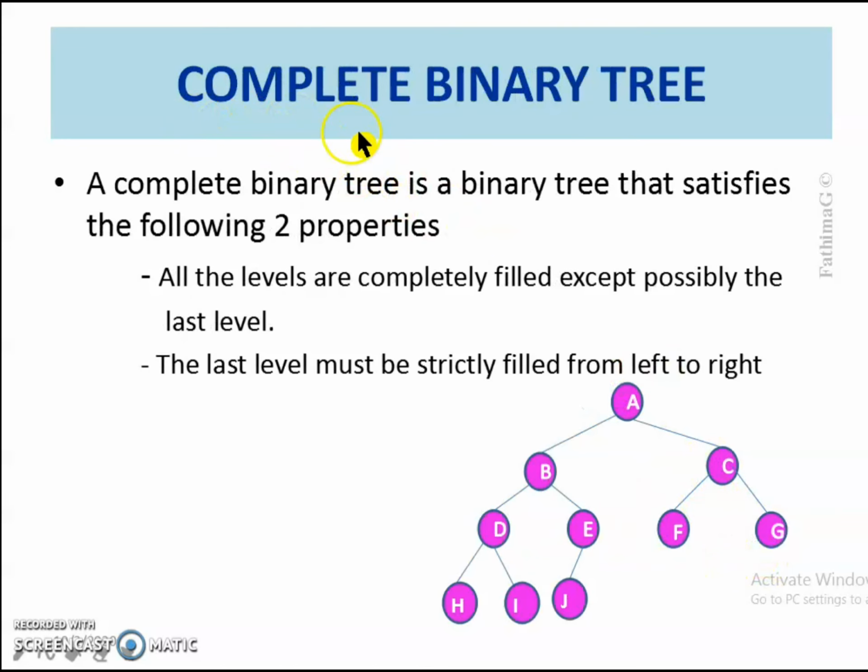Next, the complete binary tree. A binary tree is said to be a complete binary tree when it satisfies the following two properties. All the levels are completely filled except the last level. And the last level must be strictly filled from left to right. The tree shown here is an example of a complete binary tree. Observe here, the last level is filled from left to right and other levels are completely filled.